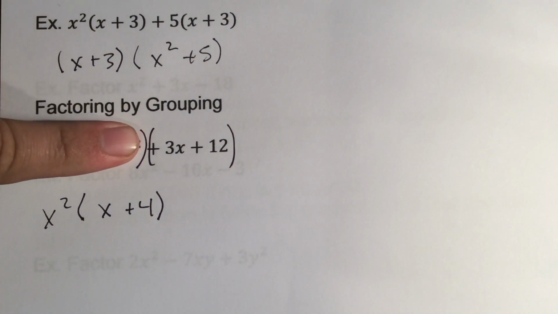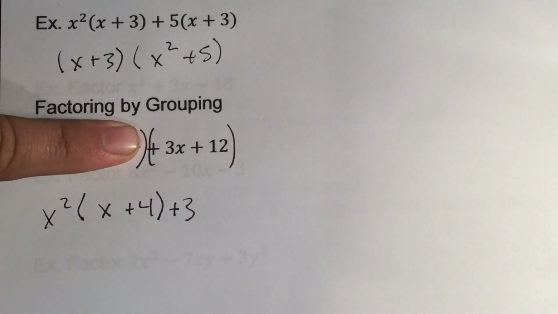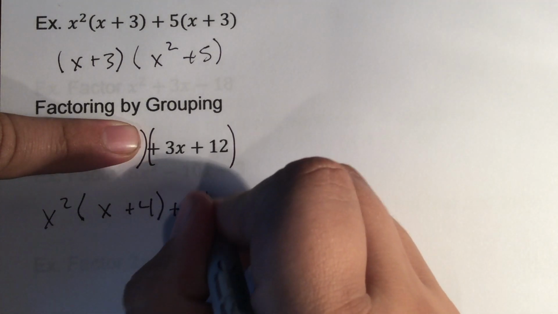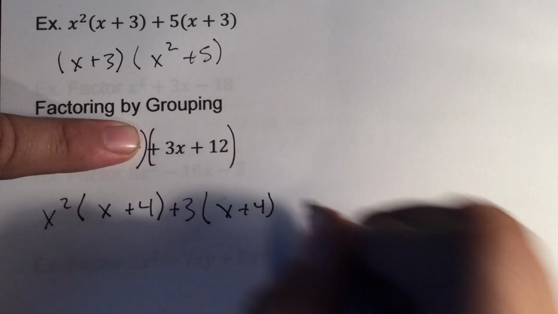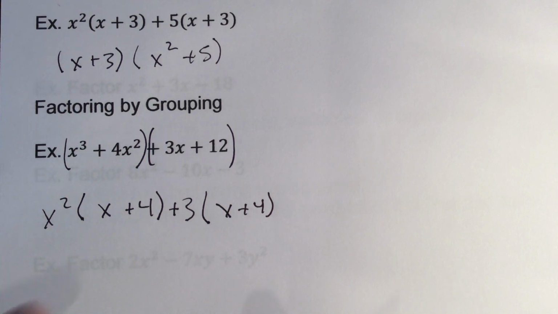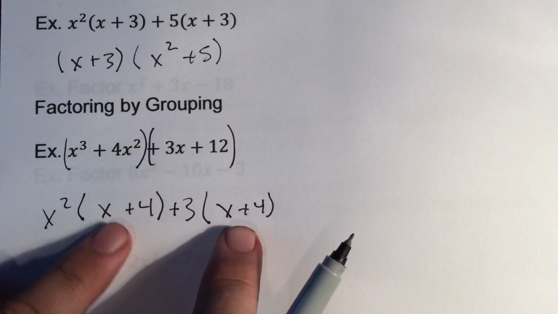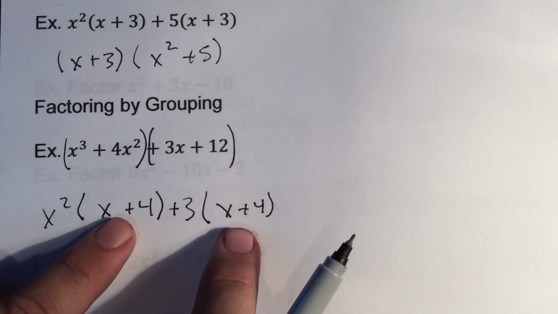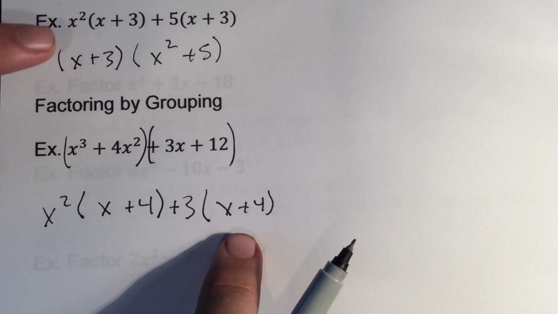Then I look at, okay, what can I pull out of this one? Well, I can pull a 3 out, and it's a positive 3 that I'm pulling out, so plus 3. So what did that leave me? It leaves me with x plus 4. Now, when you do factoring by grouping, it's really important that what's in parentheses, these factors, be the same. If it's different, look for something else to pull out, because these need to be the same to make this work.